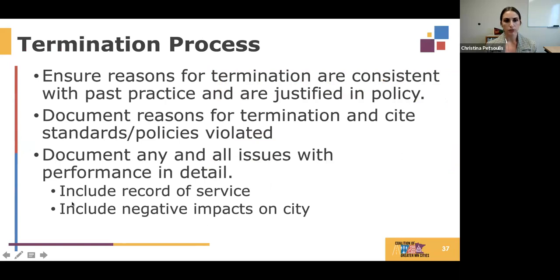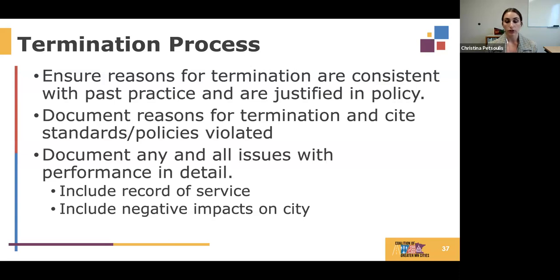So with the termination process, especially ensure that your reasons for termination are consistent with past practice and justified in policy. Again, the judges are going to be looking at what is really in policy and what standards they are holding the employee to, to ensure kind of that fair process. And then the second thing, absolutely document the reasons for termination and document everything. And then cite to those standards and policies violated.